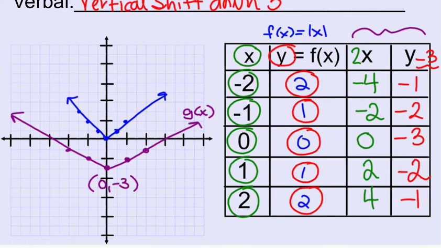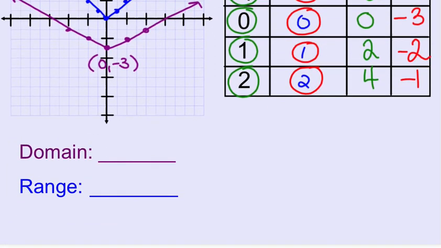All right, talking domain and range. The domain, negative infinity to positive infinity. All numbers work for x. Now we figure out where on the y-axis does it start. It starts at negative 3. So it's everything above that horizontal line. Y is greater than or equal to -3.